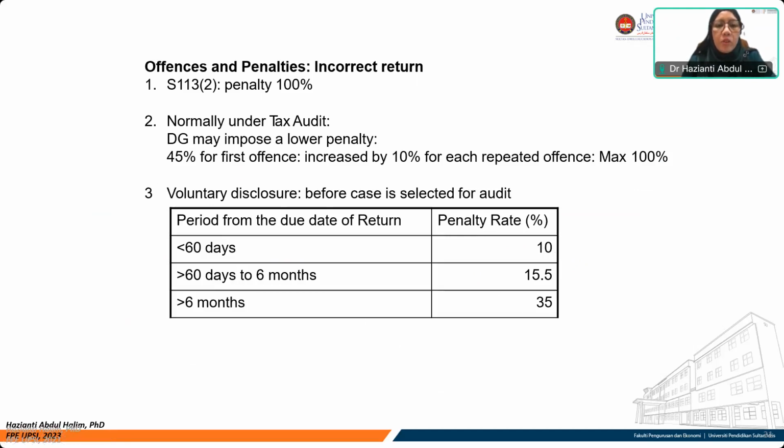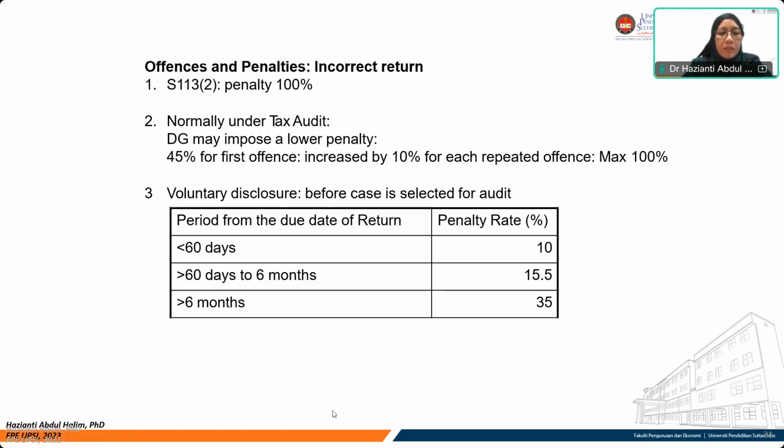All right, voluntary disclosure before the case is selected for audit. Say a person makes an offence, forgot to submit the tax return, but realises within 60 days. Voluntarily, we call it voluntary disclosure before the case is selected, which means the Lembaga Hasil hasn't realised that this person is making a mistake. But the person has realised they made a mistake, so they contacted the IRB. If they contact within 60 days, within 2 months, the penalty rate is only 10%.